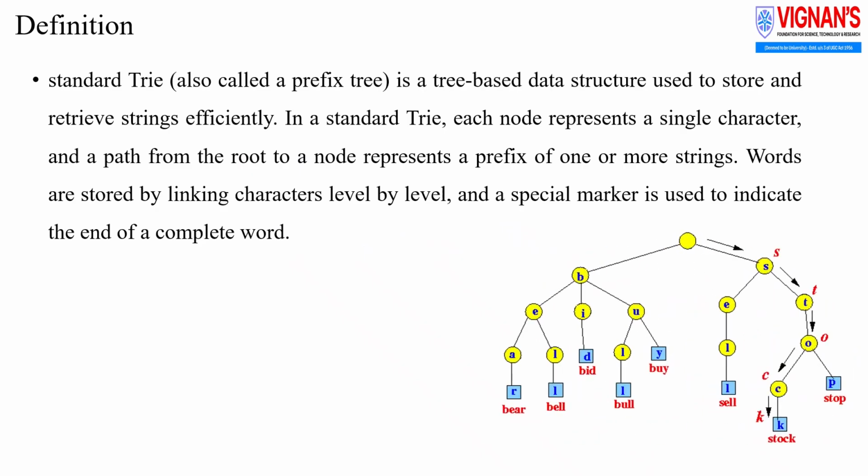Definition of standard trie. A standard trie, also called a prefix tree, is a tree-based data structure used to store and retrieve strings efficiently. In a standard trie, each node represents a single character, and a path from the root to any node represents a prefix of one or more strings. Words are stored by linking characters level by level in the trie. A special marker is used to indicate the end of a complete word, allowing the trie to distinguish between prefixes and full words.